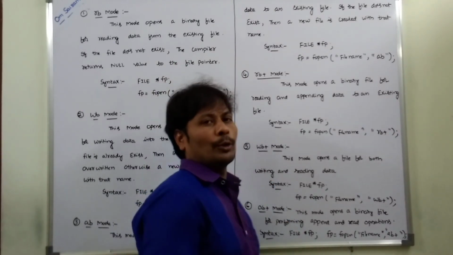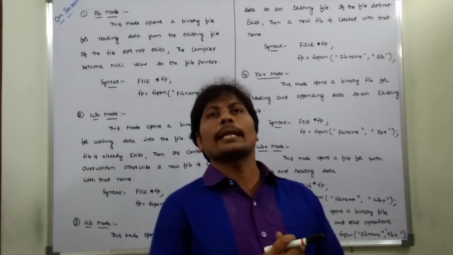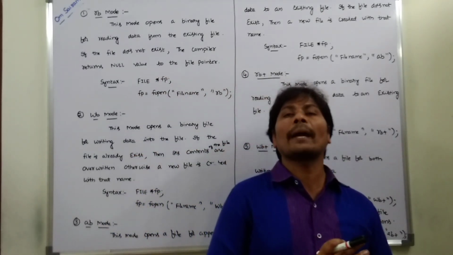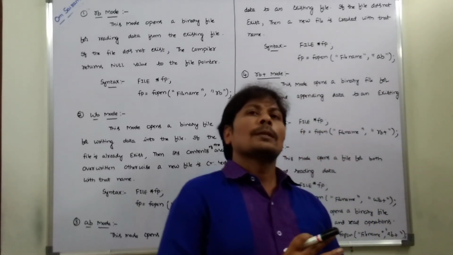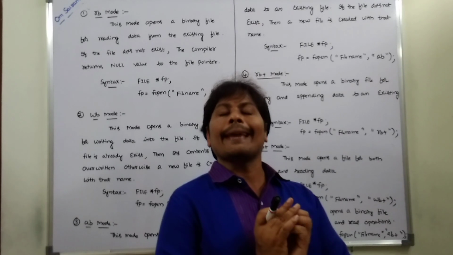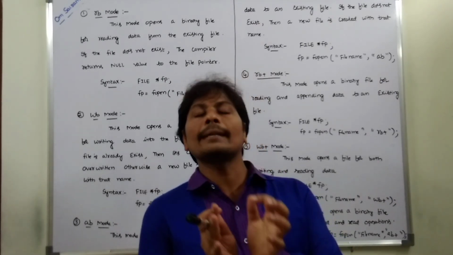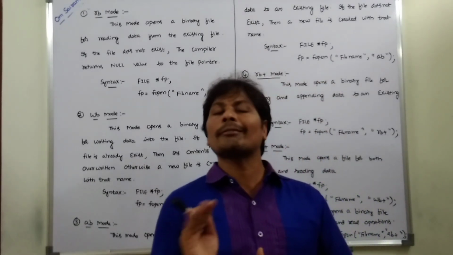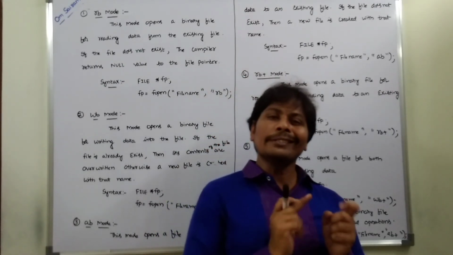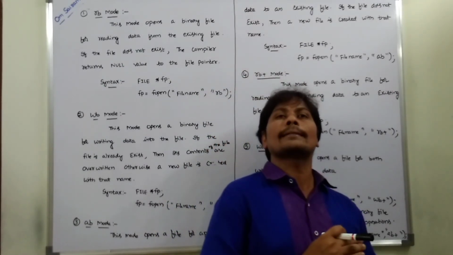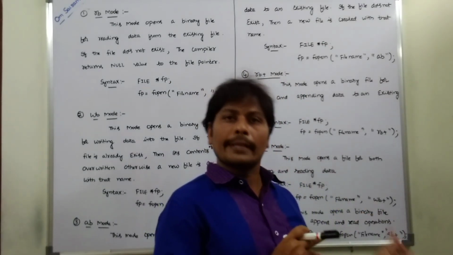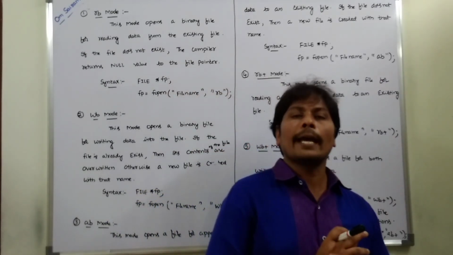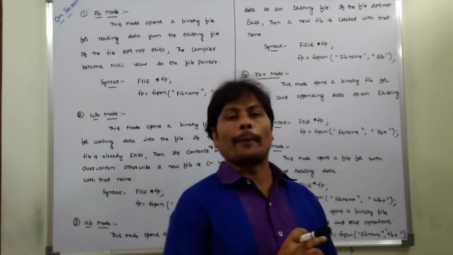Next one is AB plus mode. AB plus mode is nothing but opening the given file for performing both append and read operations. If the file already exists, then we have to append some data into the file. After that, we perform the read operation. If the file does not exist, a new file is created with the file name, then we add some data into the file, then we perform the read operation.